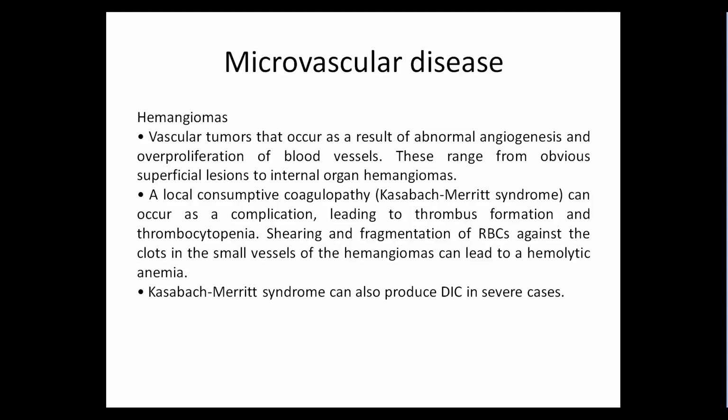Hemangioma is a vascular tumor that occurs as a result of abnormal angiogenesis and overproliferation of blood vessels. These range from obvious superficial lesions to internal organ hemangiomas. A local consumptive coagulopathy can occur as a complication, leading to thrombus formation and thrombocytopenia, shearing and fragmentation of red blood cells against the clots in the small vessels of the hemangiomas. This can lead to a hemolytic anemia. Kasabach-Merritt syndrome can also produce DIC in severe cases.